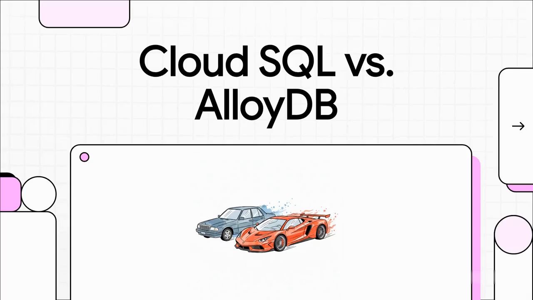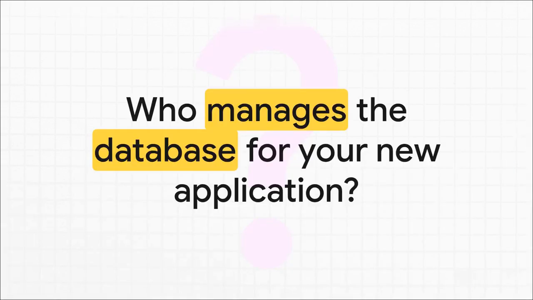Welcome to The Explainer. Today, we are going to break down two of Google Cloud's heavy hitters when it comes to relational databases, Cloud SQL and AlloyDB. We're going to give you a really clear guide to help you figure out which one is the right one for your project.